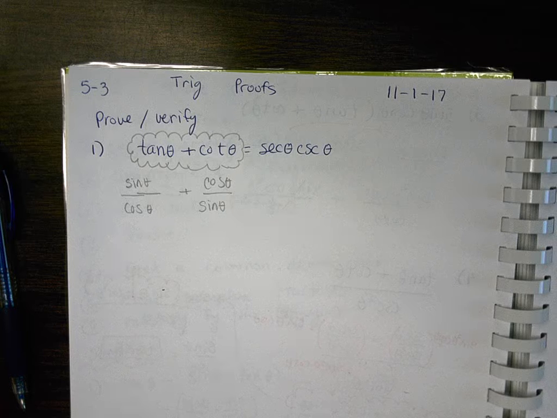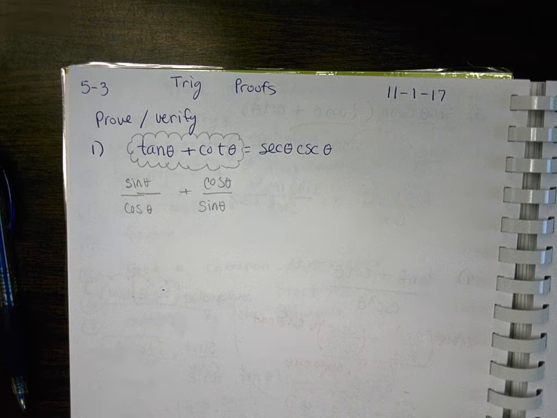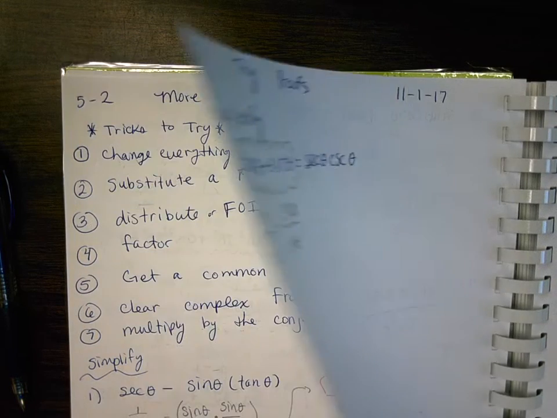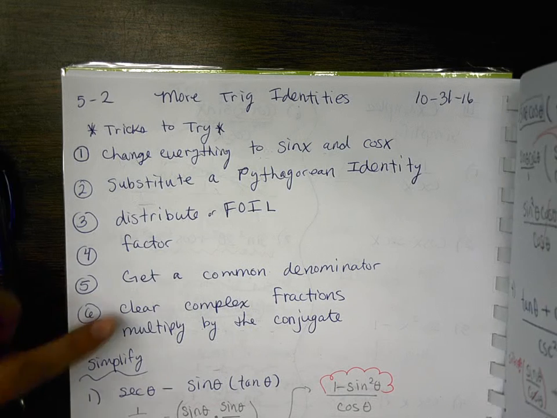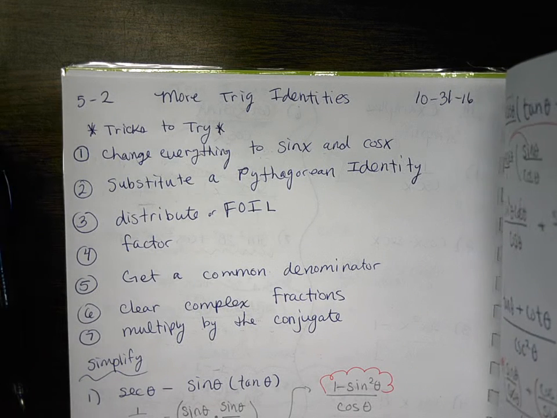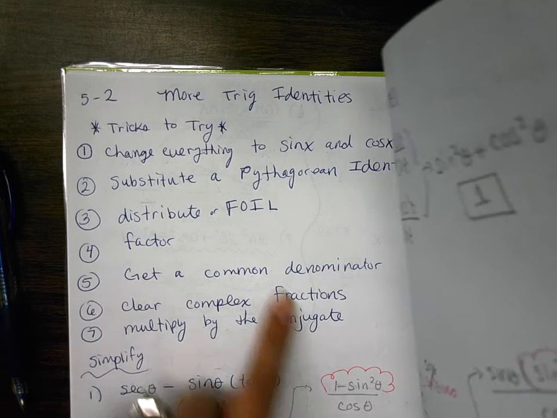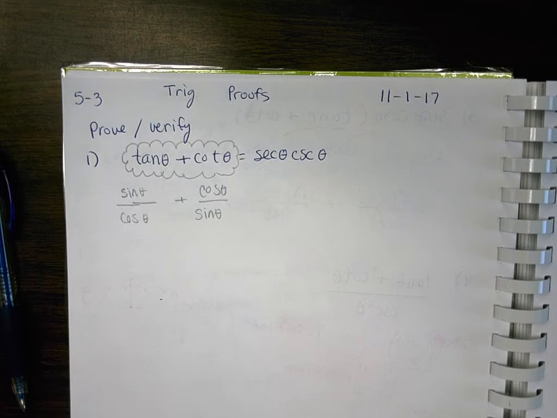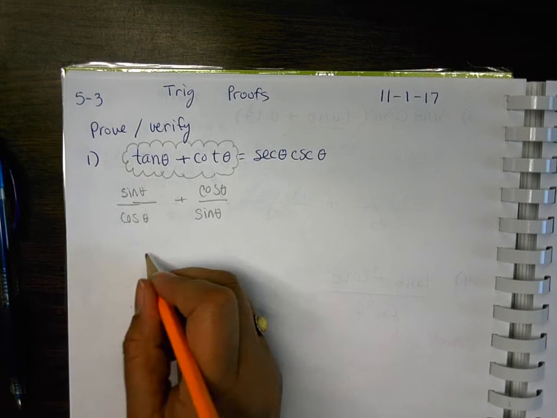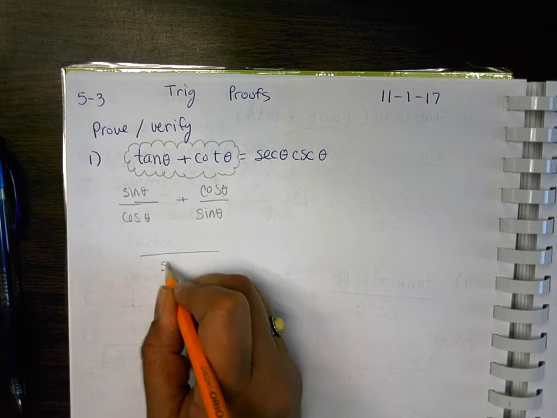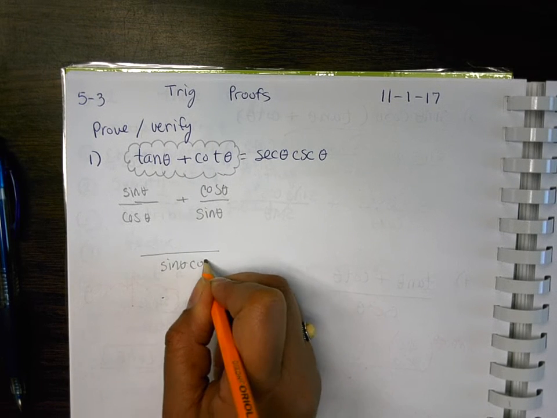Thoughts? Yes. Good job. He said add them together by finding a common denominator. Was that one of our tricks to try that we had? Yes. Number 5, get a common denominator. All right. So he's saying rewrite it with a common denominator. What is the common denominator going to be in this case? Cosine and sine.